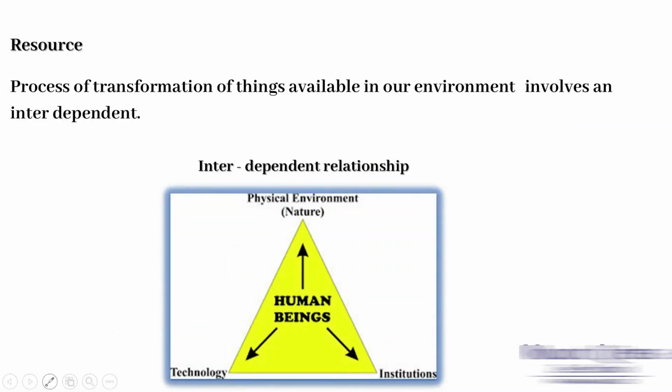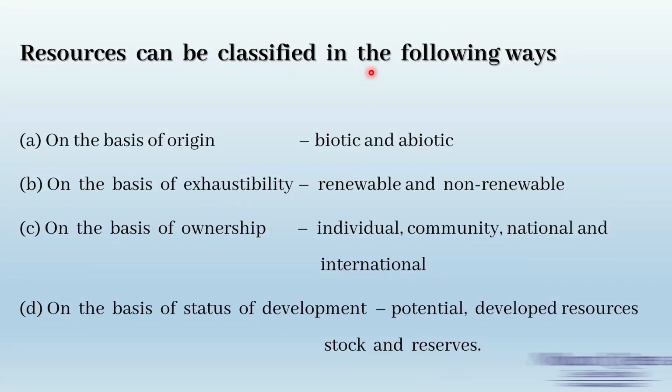In this slide, we will see the definition of resource. According to the context of geography, resource is the process of transforming the available things in our environment. Human beings are depending upon three factors, namely, nature, technology, institution. Resource can be classified based on the four factors.